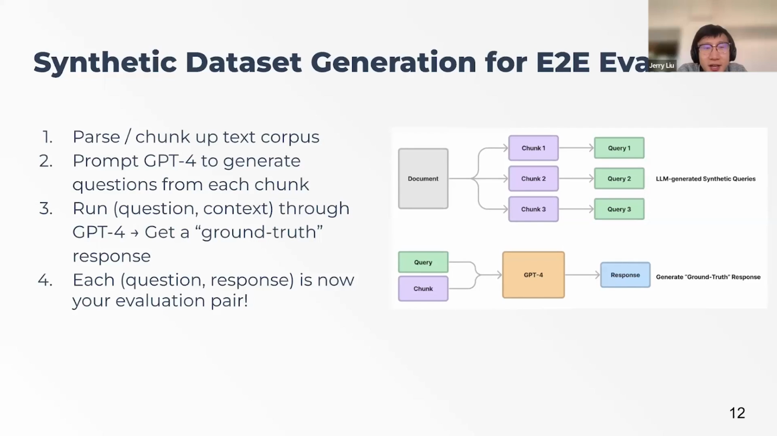You take in a document, you parse and chunk it up. You get GPT-4 to generate a bunch of questions from each chunk. Now you have question context pairs. And then to generate the ground truth response, you take the question and the ground truth context and you put it through GPT-4 and get back a ground truth response. So now you have question response pairs, and that becomes your eval pair, right? Your input and your ground truth output.